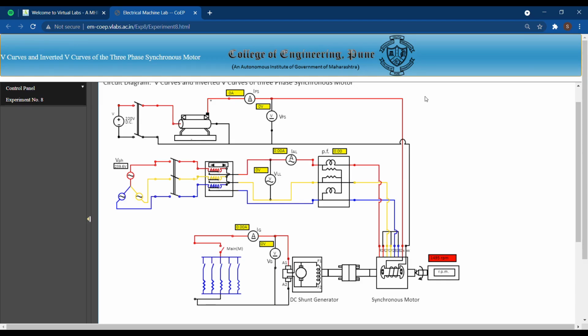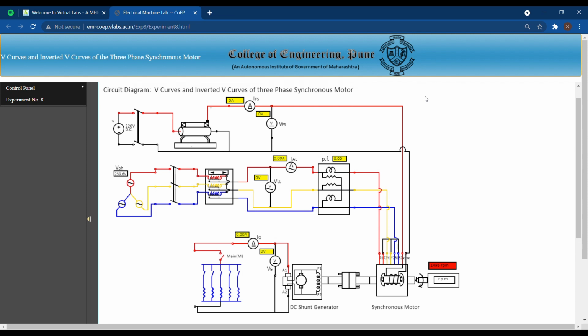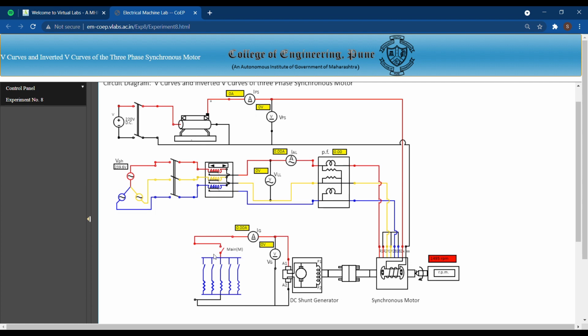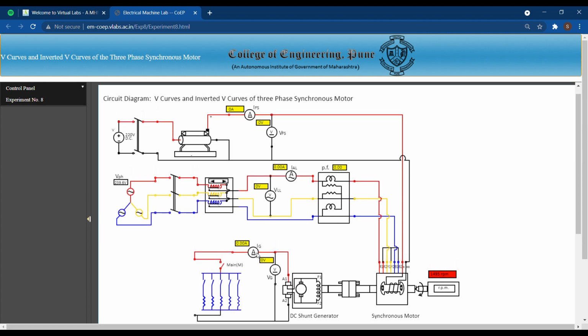Before starting the experiment, let us discuss the precautions. The DPST and TPST switches must be open. The variac should be at its initial position. The field rheostat should be at its maximum resistance position, and no load should be connected to this DC shunt generator. Now let us begin with the experiment.